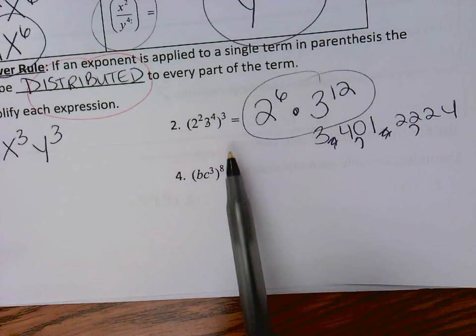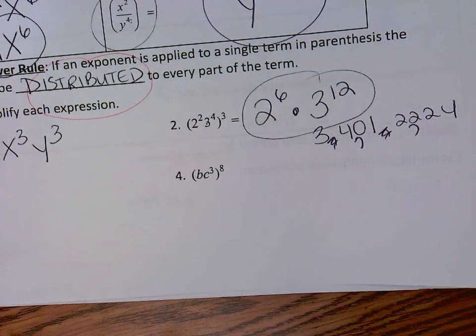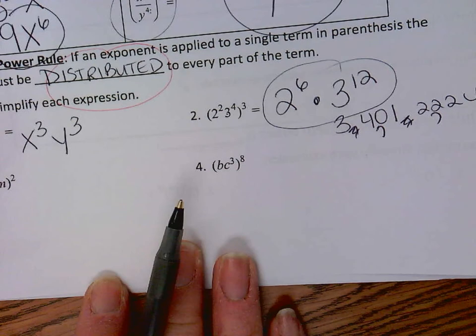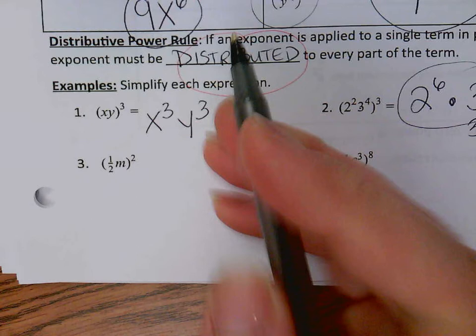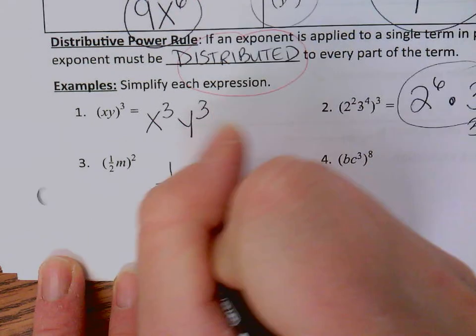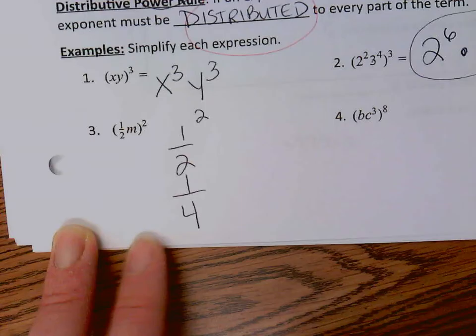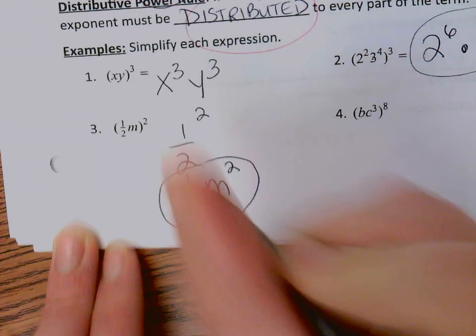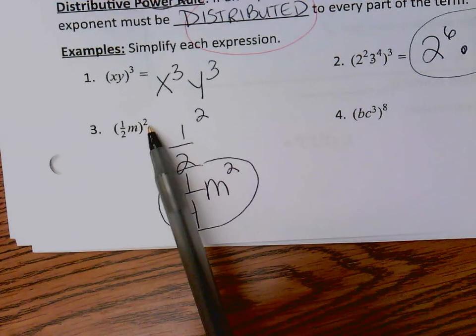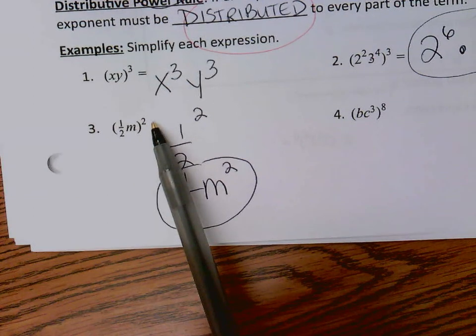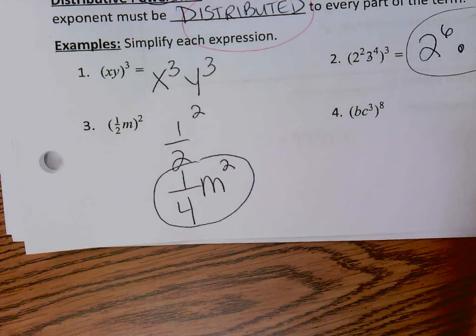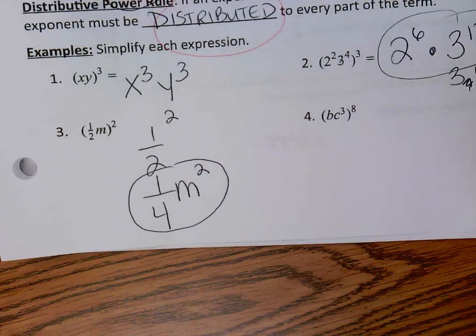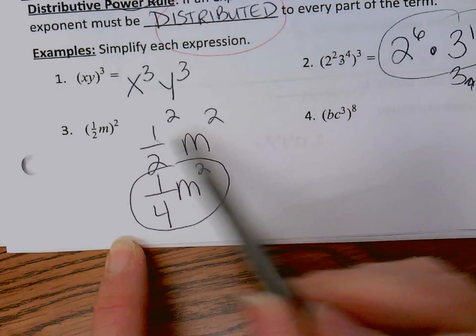All right, this one, what's 1/2 squared? So 1/2 times 1/2 is actually 1/4. M squared would be the answer. So you're squaring the 1/2 and you're squaring the m. Both terms get squared. Or you could write it as 1/2 squared times m squared. That's the same. And then this would be what? B to the 8th and then c to the 24th power.